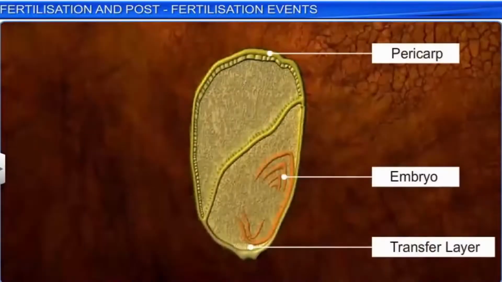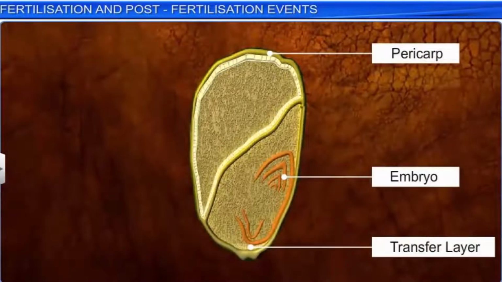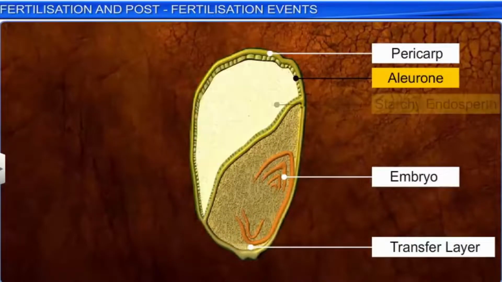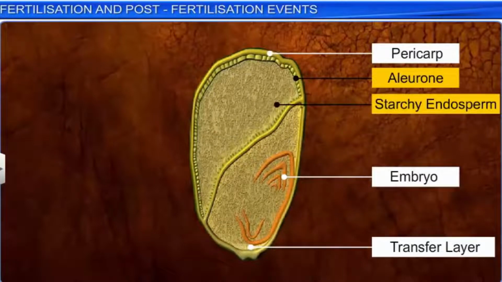In the case of cereals, the aleurone layer, which forms a part of the endosperm, stores food as well as secretes amylase enzyme for the digestion of stored starch during germination of the seed.